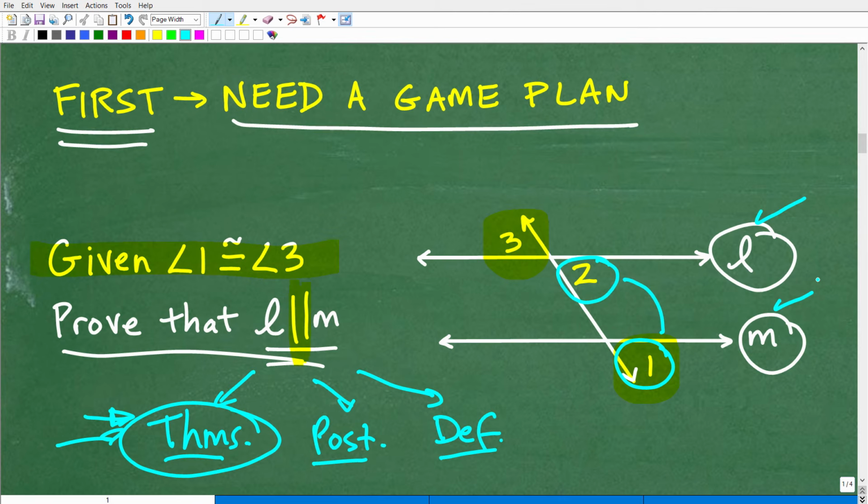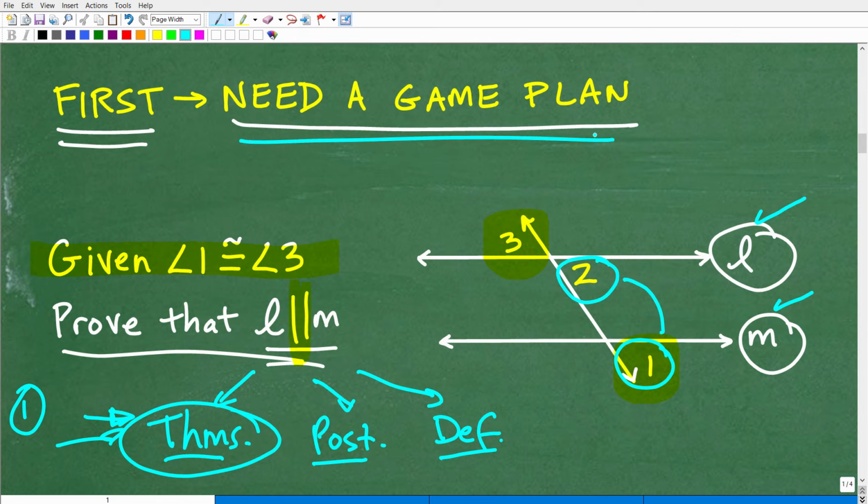Now, in your book or in your course, your teacher might have that as theorem 1 or whatever. It's going to be categorized, but you're going to learn some theorem that says, hey, if you have a transversal and two lines, and the corresponding angles are congruent, well, that is telling you that the lines are indeed parallel. So that's what we want to shoot for.